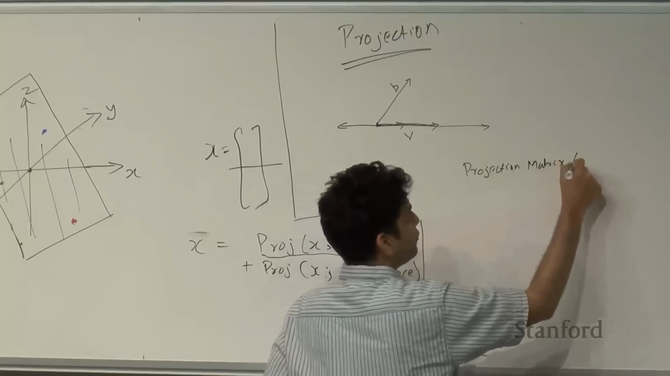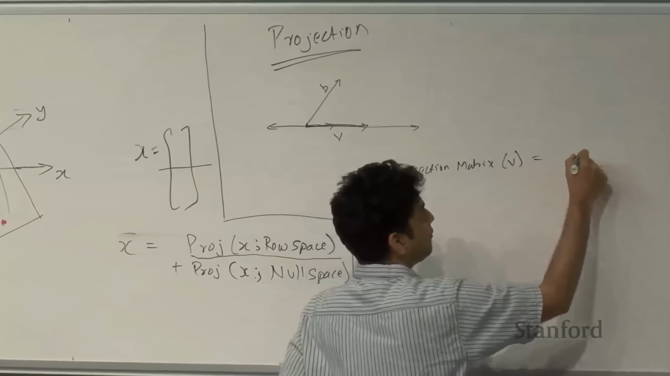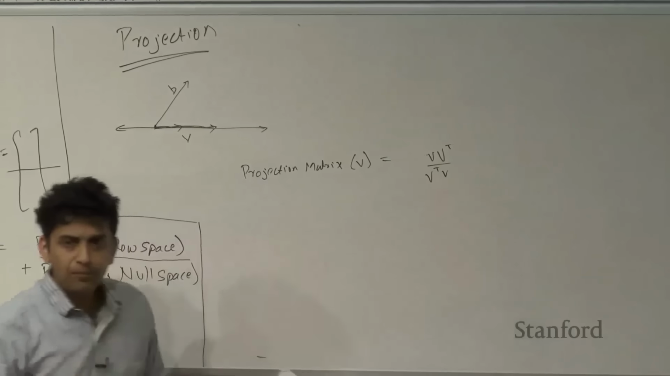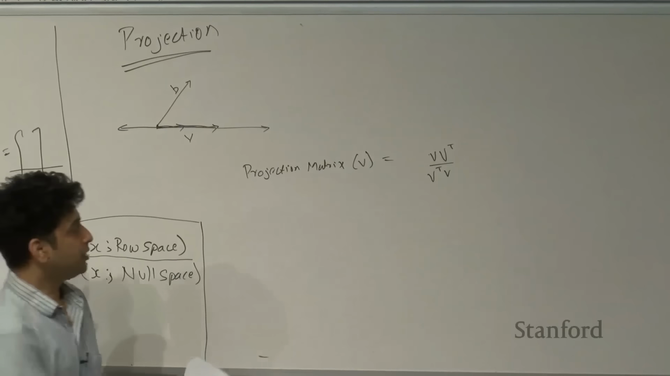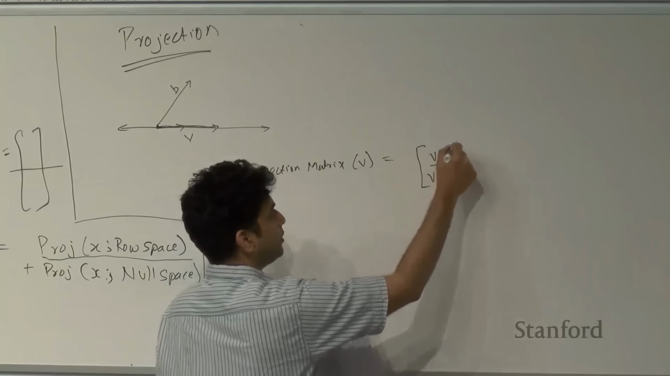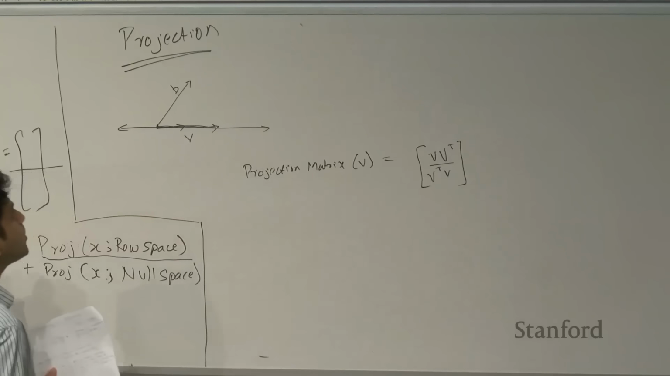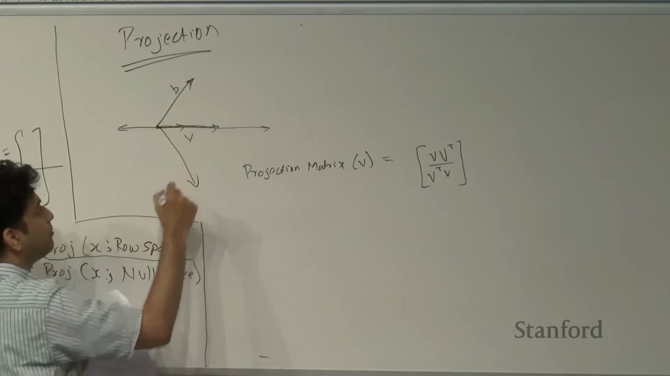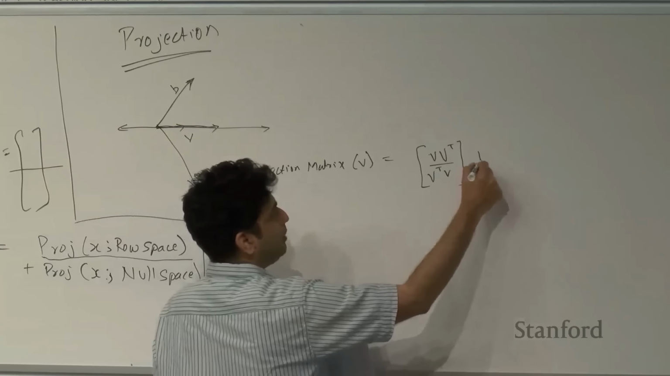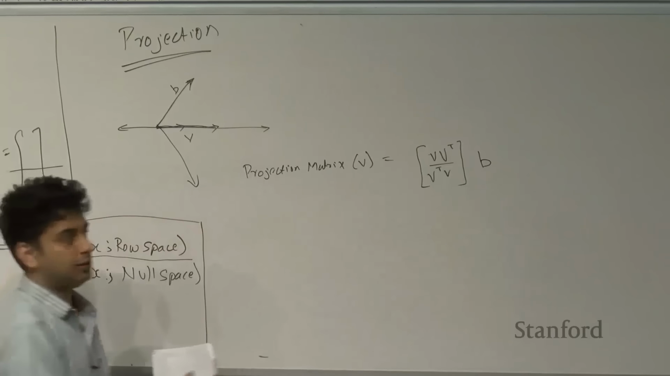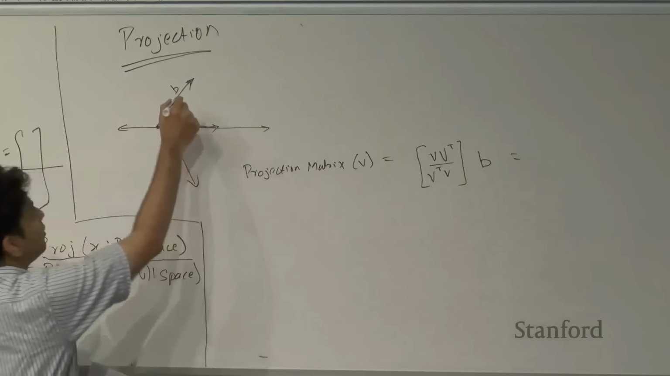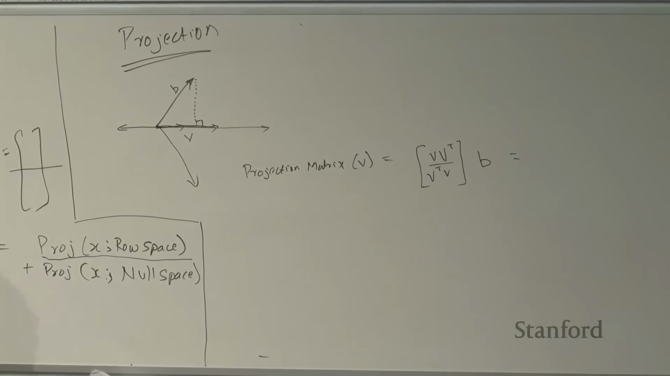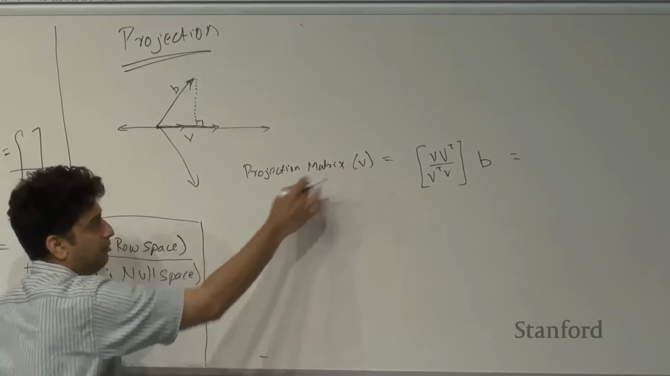So the projection matrix of V is V transpose over V transpose V. We'll decipher this in a minute. Now, this is a projection matrix, which means you take this matrix and take any other vector. It could be this vector, it could be this vector, right? And if you multiply B by this matrix, the resulting point is going to be the projection of B onto the subspace spanned by V.